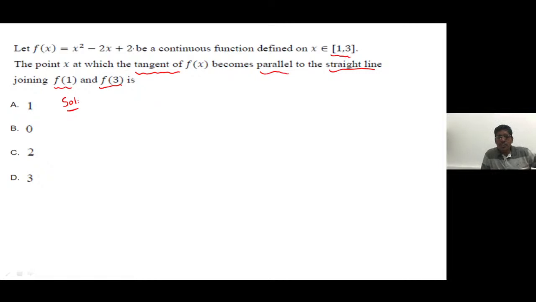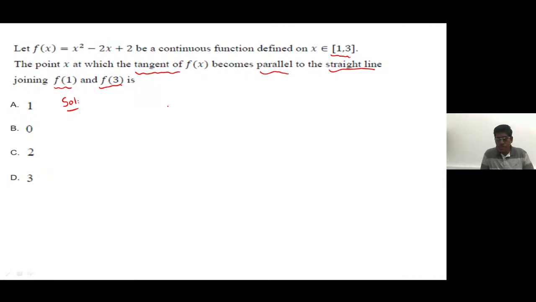This is a polynomial function, continuous in a closed interval [a, b], and its derivative exists in the closed interval. Here f(1) is not equal to f(3). If I put x equal to 1, 1 plus 2, 3 minus 2, 1, so f(1) has value 1, and f(3) has value 9 plus 2, 11 minus 6, 5. So f(1) is not equal to f(3).